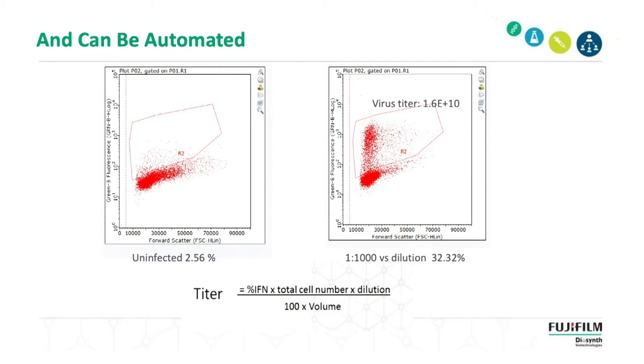The other big advantage of the FACS is that you can do this for in-process samples. So we don't need purified material, we don't need anything that's very nice. You can shoot all kinds of stuff through the FACS machine and get a real good idea of how much infected particles we have.